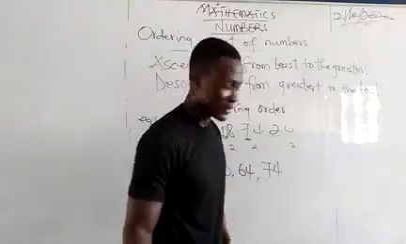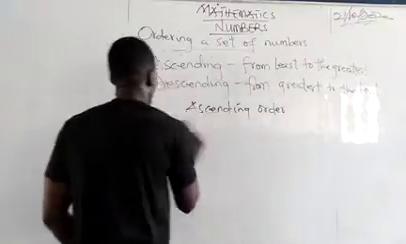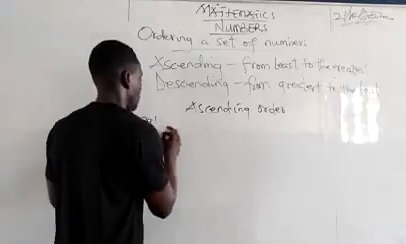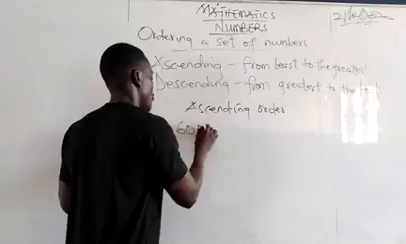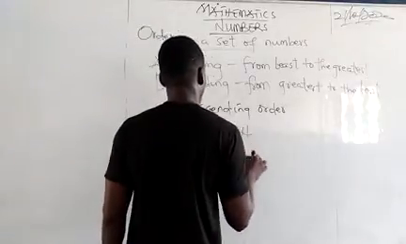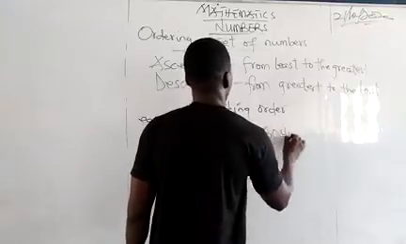Alright, that's ascending order. Let's look at another example under ascending order. So we have 6004, 604, 64.